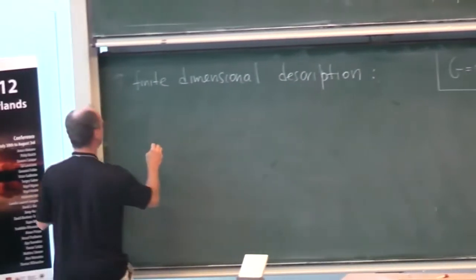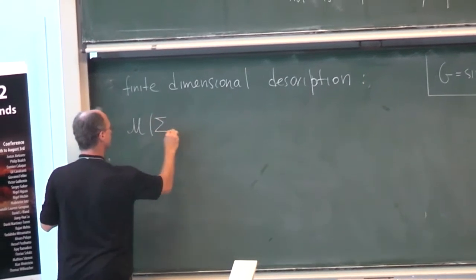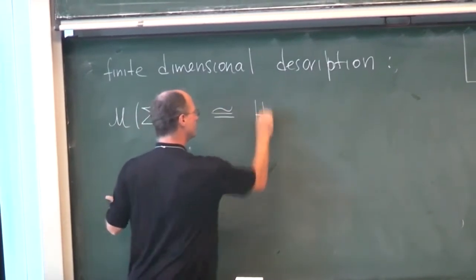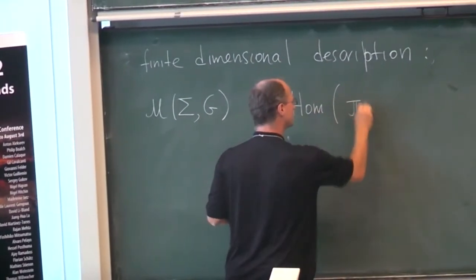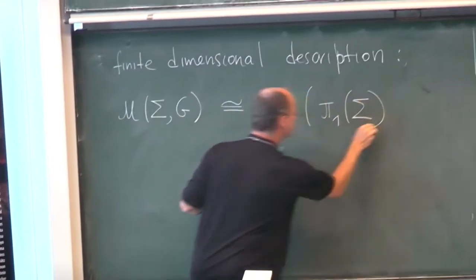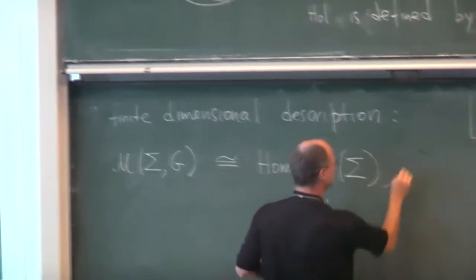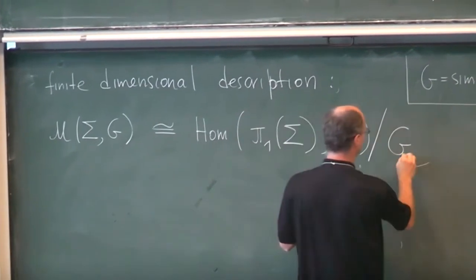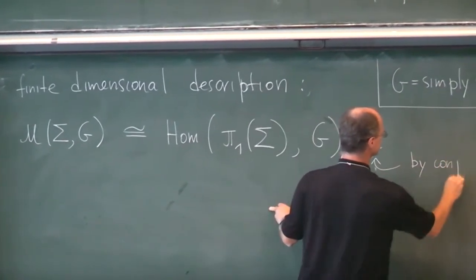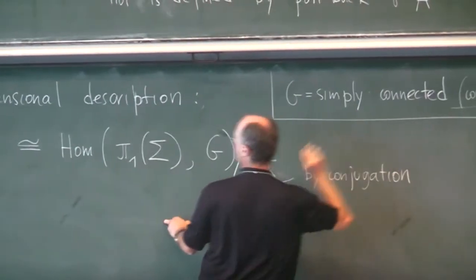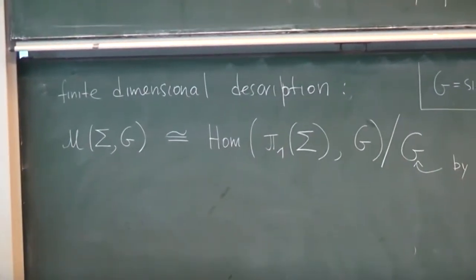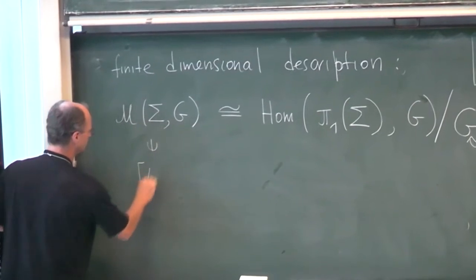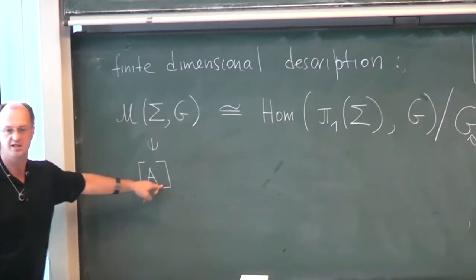Okay, so it turns out that M sigma G is isomorphic to the space of representations of the fundamental group of sigma into G modulo the action of G on the space by conjugation. Now, how does this map look like? Well, that's the moduli space of flat connections. Its points are classes of flat connections.